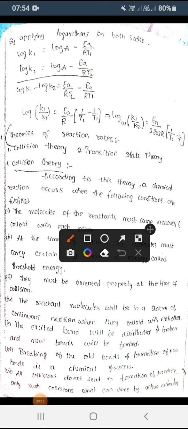to products. When we are colliding, every time it is not going to form the products. Only such collisions which can form the products happen between activated molecules. That we call an activated collision. Activated collisions lead to the formation of products. The active molecules have some amount of energy, which we call activation energy.